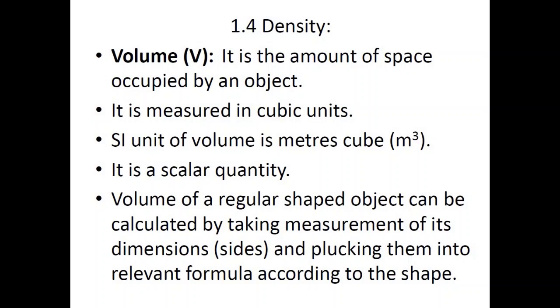Volume of a regular object can be calculated by taking measurements of its sides and then plugging them into the relevant formula according to the shape. Like if you have a cuboid, you can simply use a ruler to find the length of sides and then multiply them together to find the volume. If you have a very small cube, then you may use a vernier caliper or a micrometer to find the length of side and then multiply it with itself, length into length into length, and so on.